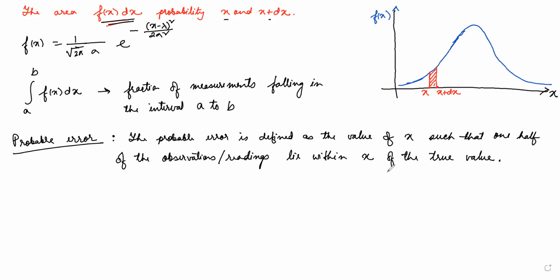So let us calculate the probable error. Let us consider a Gaussian curve, a Gaussian distribution, so let me use a different color now. Let us use a Gaussian distribution given by f of x equal to h by root pi, e to the power minus h square x square.